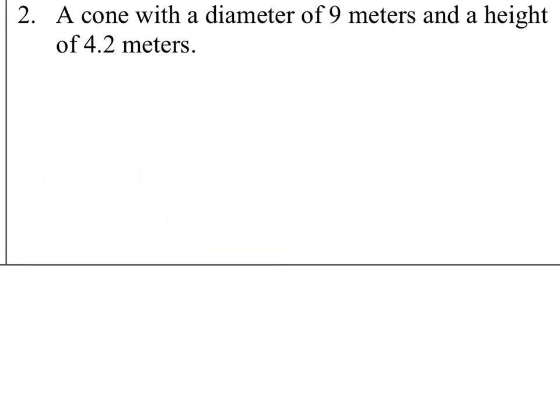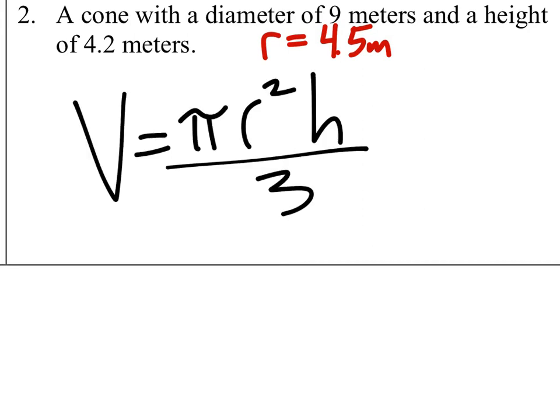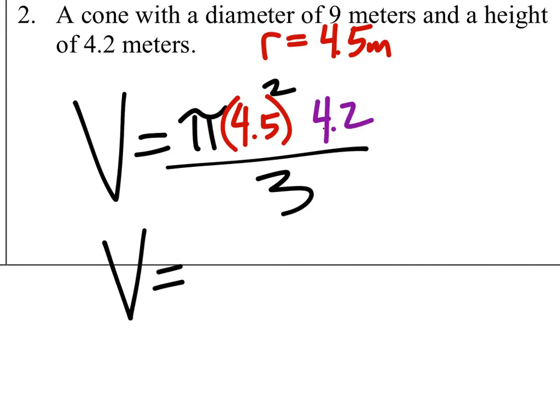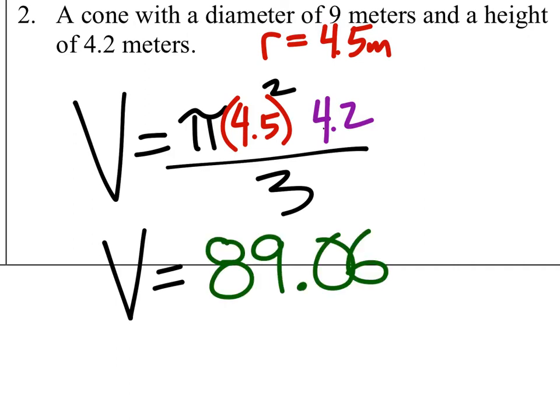A cone with diameter 9 meters and a height of 4.2 meters. On this one, we need the radius instead of the diameter, so we're going to divide that by 2. 9 divided by 2 is 4.5 meters. So in our formula, we have our radius, which is 4.5, and our height, which is 4.2. Once again, I type this directly into my calculator. Bam. And of course, we should not forget the label on this. This would be meters cubed.